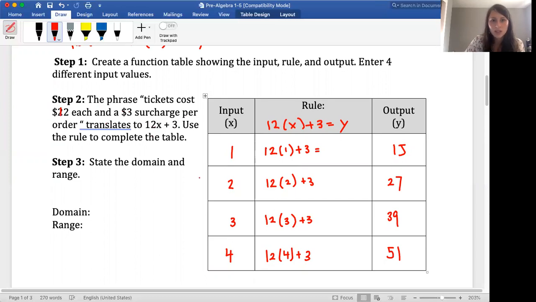So we completed the table. Step 3 says state the domain and range. You did this in your homework or in your lesson last class, but it's basically listing out what my x values are. Domain would be 1, 2, 3, and 4. My range is all my y values, and that would be 15, 27, 39, and 51. Those are my y values. And that's all you have to do.